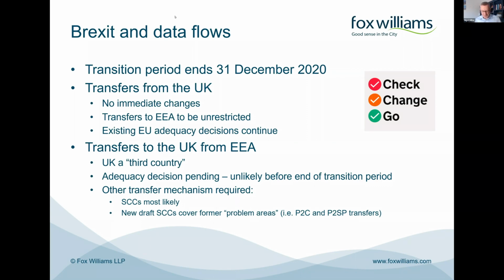If there's no deal, then there will be no adequacy, and the UK will be a third country. So in that scenario, as we discussed, the most straightforward solution in terms of transfers coming from the EEA to the UK will be to put in place standard contractual clauses. You could do that now in the run-up to the end of the year, perhaps with a condition precedent that they will only kick in if there's a no-deal Brexit, or you could do it early in the new year if you want to wait and see how things turn out.